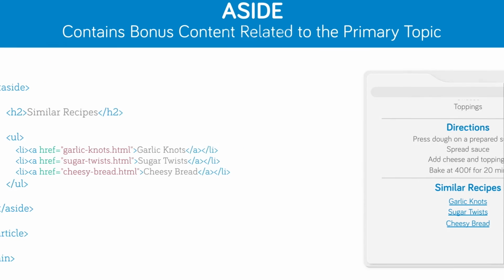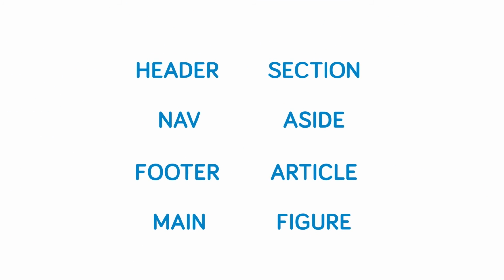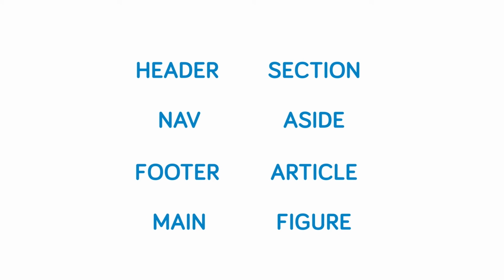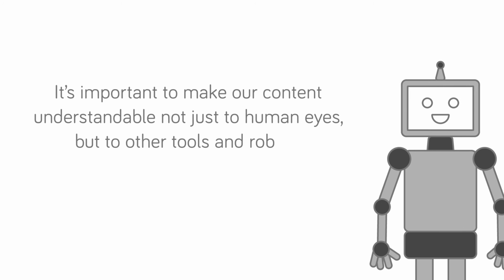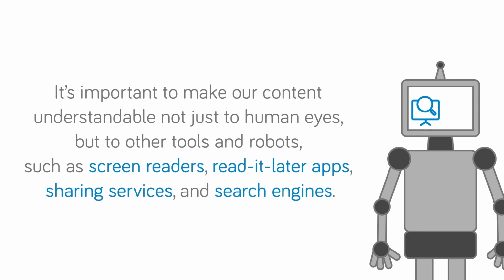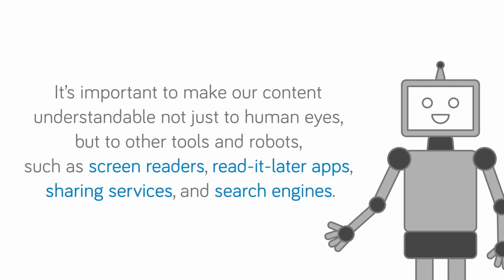Now, you might be wondering, why is it so important to use all of these elements correctly? After all, we could make any of them have any desired appearance with CSS, so why does it matter which particular one we use? The answer is that it's important to make our content understandable not just to human eyes, but to other tools and robots, such as screen readers, read-it-later apps, sharing services, and search engines. Building for the web is about far more than just what you see on the surface. And that's why we have the semantic elements to add enhanced meaning to our content.